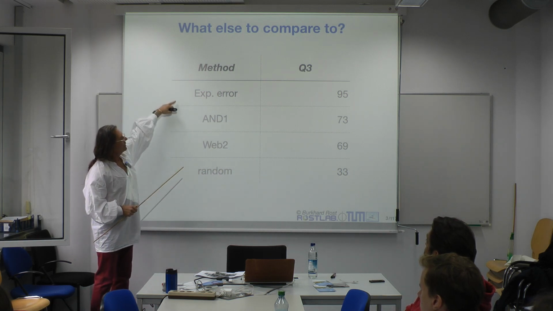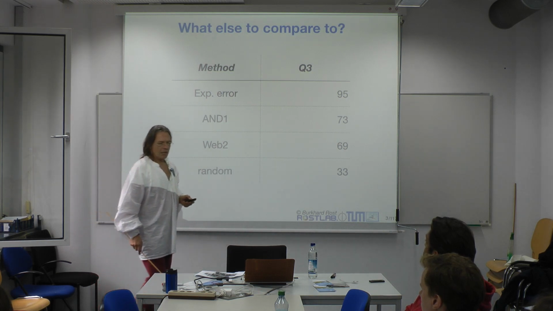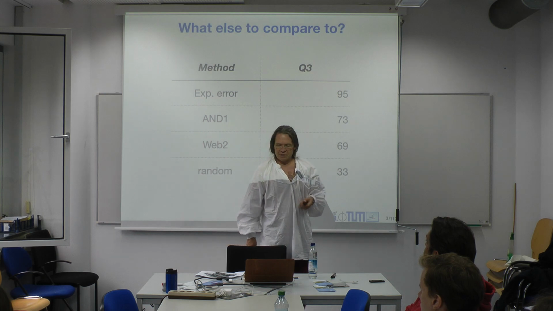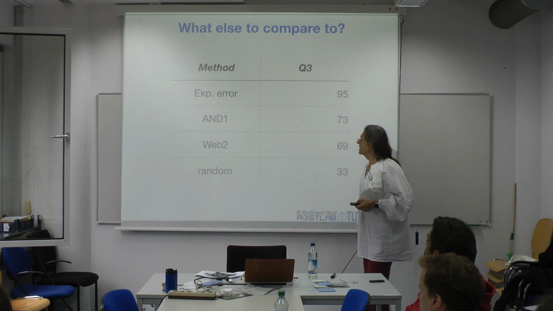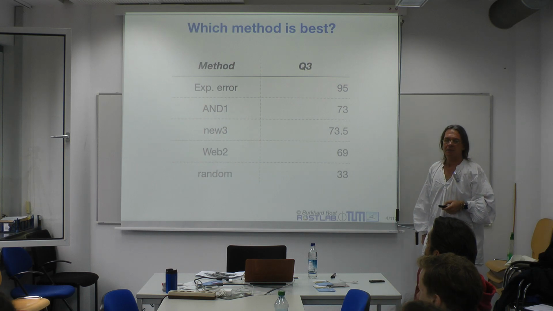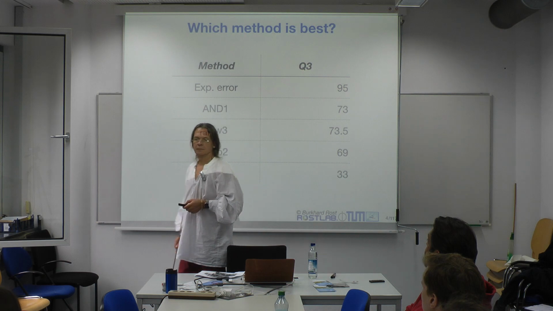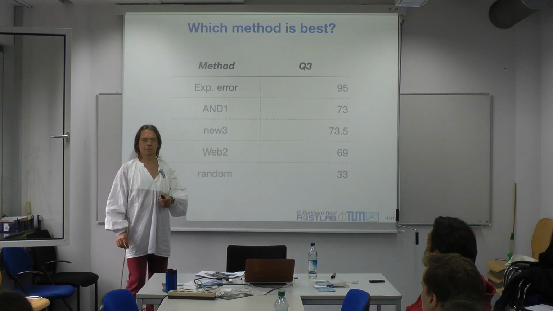Okay, anyway, so you have a top, you have a lower bound, and you have your methods in between these two. And now comes the question, which method is best? Say in this particular case here, which method is best? How do you rank them?